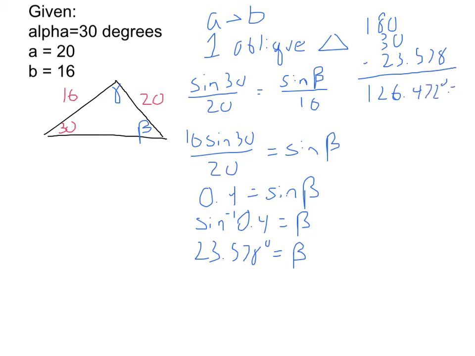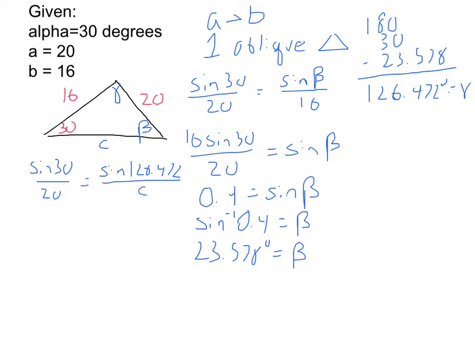And that equals gamma. And so now we've found two of the missing pieces. We need to find the remaining missing piece. And so to do that, to find c, we can again use law of sines and just set that up with gamma. So the sine of 30 over 20, just like we did to start, would equal this time the sine of 126.472 all over little c.